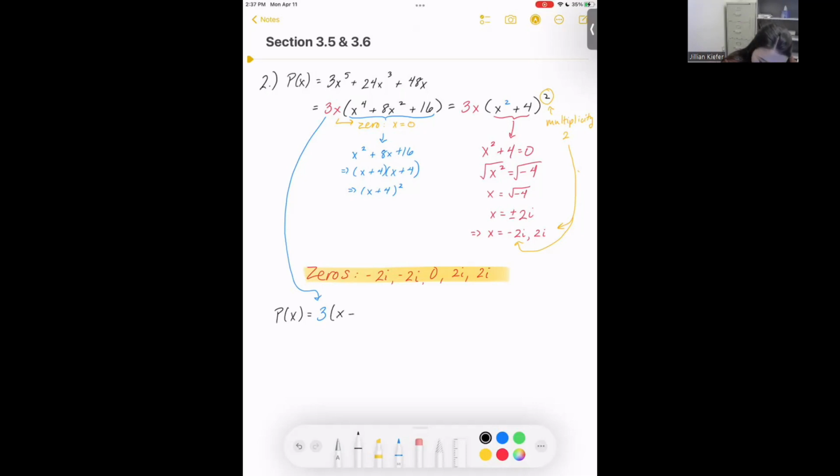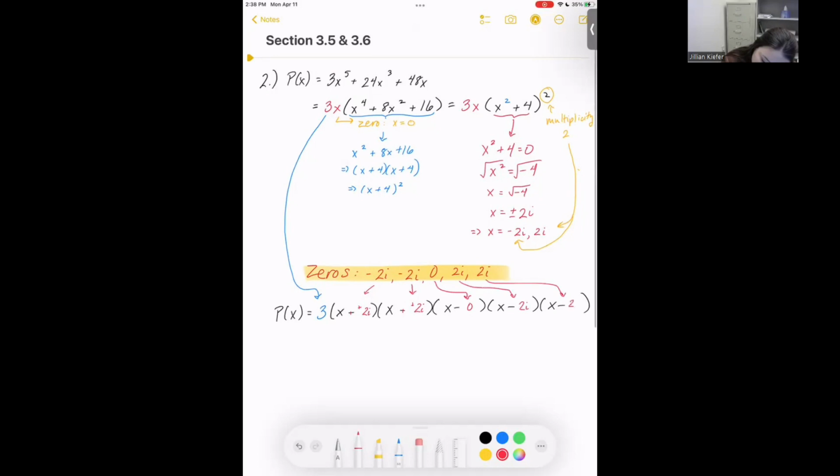We've got x minus, leave a space, x minus, leave a space, x minus, leave a space, x minus, leave a space, and x minus, leave a space. Just barely fit that in. So we're going to fill in with our zeros. Our first 2 being -2i. So we've got x minus -2i, which in this case is just going to be plus 2i. Then we've got x minus 0, x minus 2i, and once again, x minus 2i.